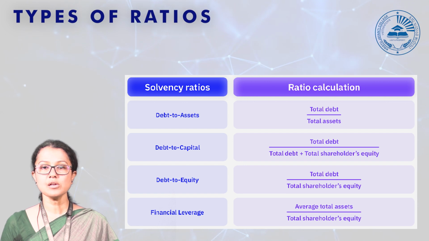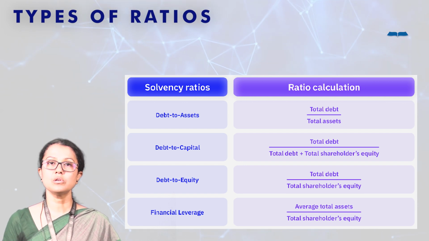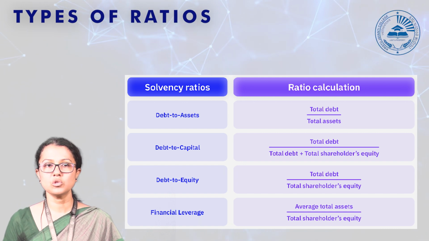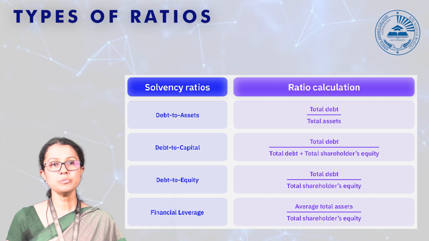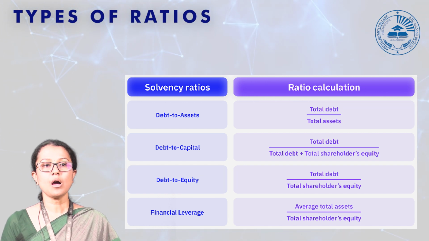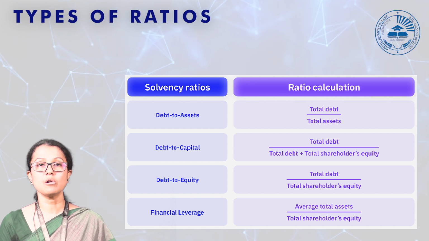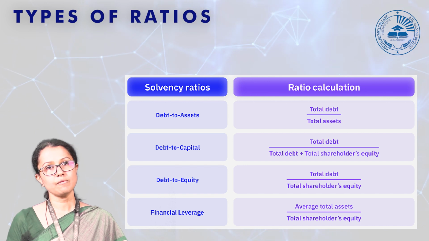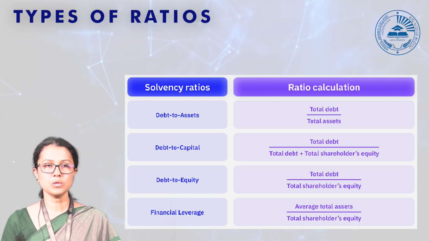Next is the financial leverage, which connects the total assets with the shareholders' fund. So basically the solvency or leverage ratio can be calculated using all these equations, and the purpose of using this leverage or solvency ratio is to see how the organization is meeting its different types of debts or financial obligations.